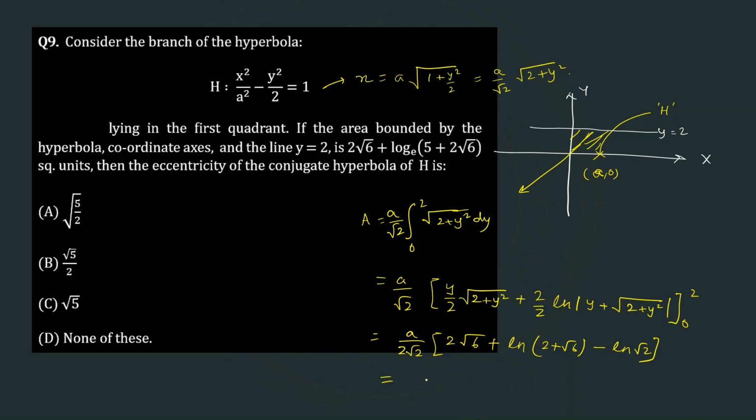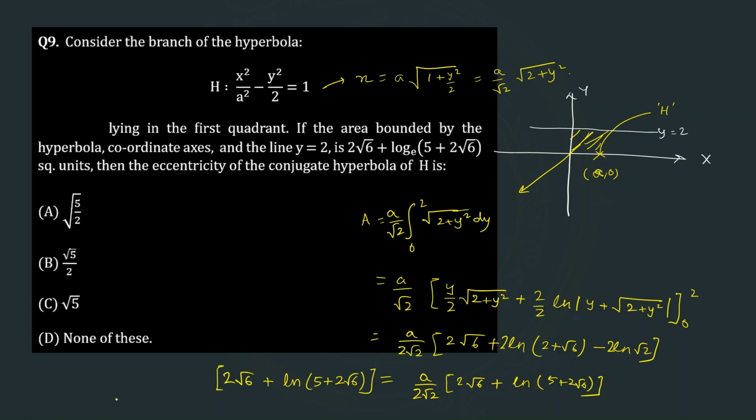So this comes out to be a by 2 root 2, then 2 root 6 plus log root 2 plus root 3. Sorry, there will be a 2 here. So 2 times this, or if we take this 2 inside, it will be log of root 2 plus root 3 whole square, that is equal to 5 plus 2 root 6. Now this area is equal to, according to the question, 2 root 6 plus log of 5 plus 2 root 6.